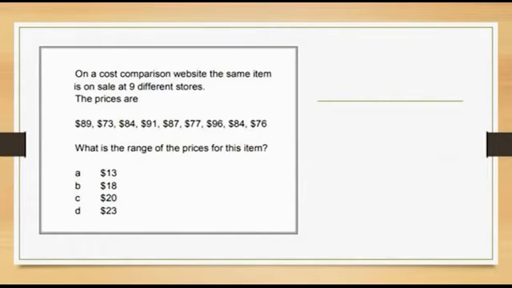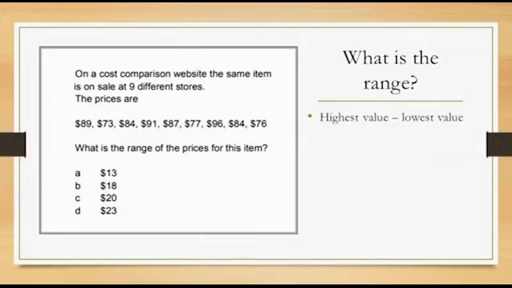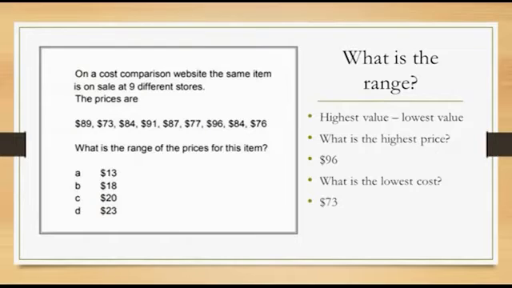You're asked, what is the range of prices for this item? What do you do? Remember, we looked at it first. Exactly. The range is the difference between the highest and the lowest value. So first you need to identify what is the highest price that you are seeing. Exactly, $96. What is the lowest price? Brilliant. If you saw the lowest price was $73, you're right on track.